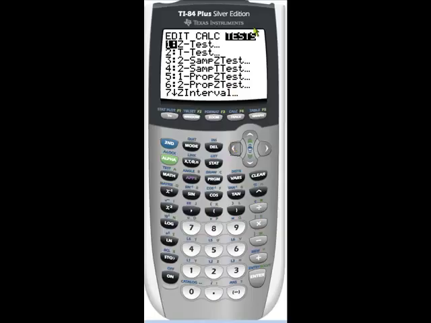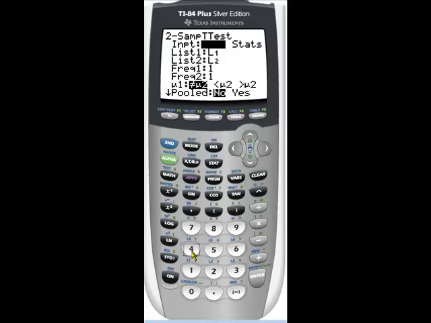Go over to tests. Now notice that there's a two-sample z-test. We are never going to use this. We're always going to use the two-sample t-test, which is number 4. So never choose number 3, and go to number 4. And we don't have data in this case. We have statistics. So I need to change over to that.